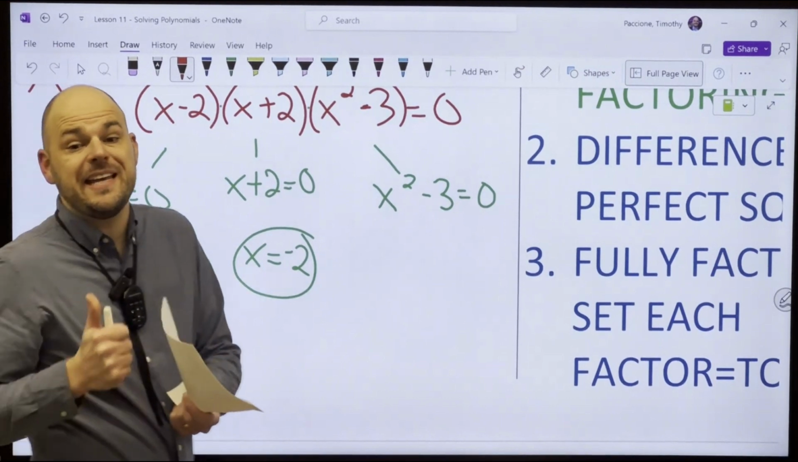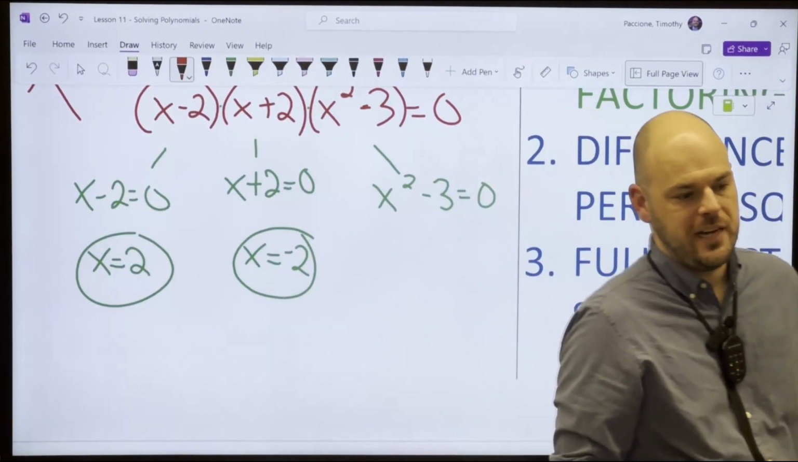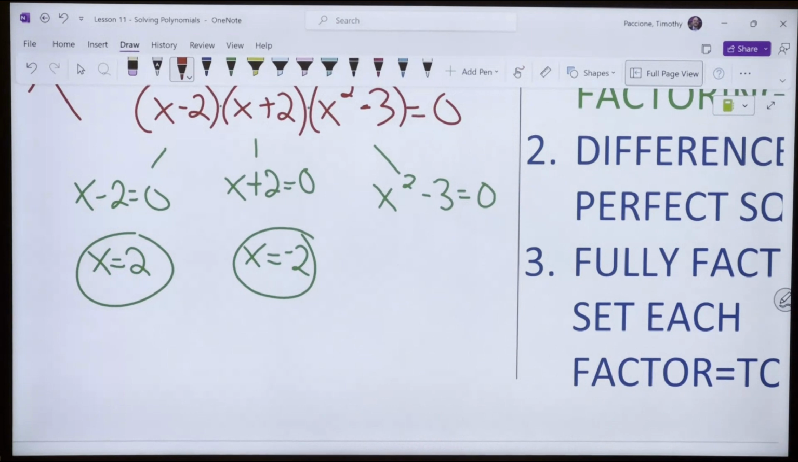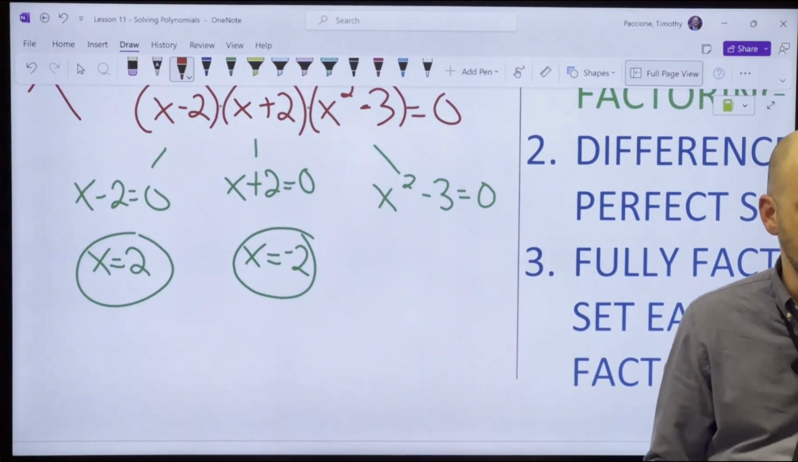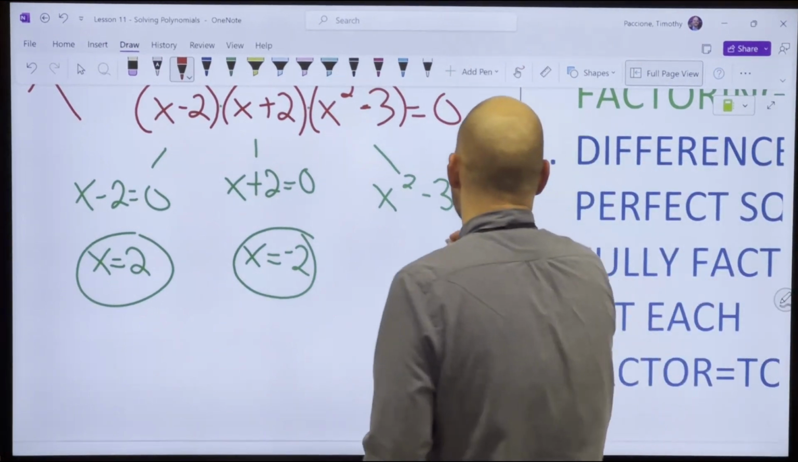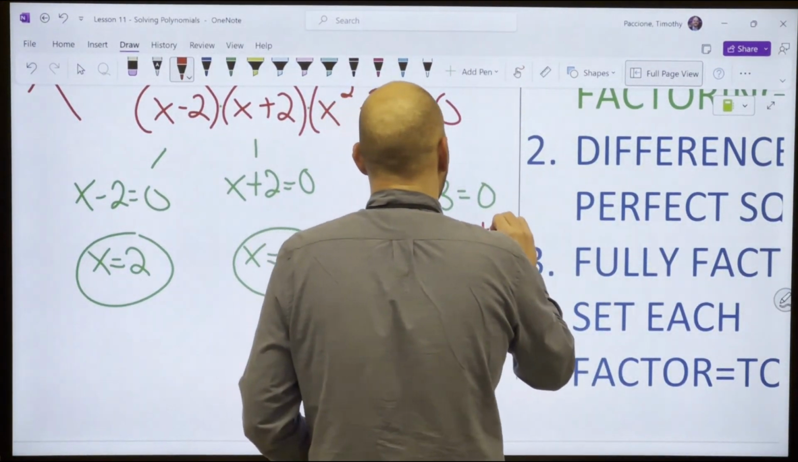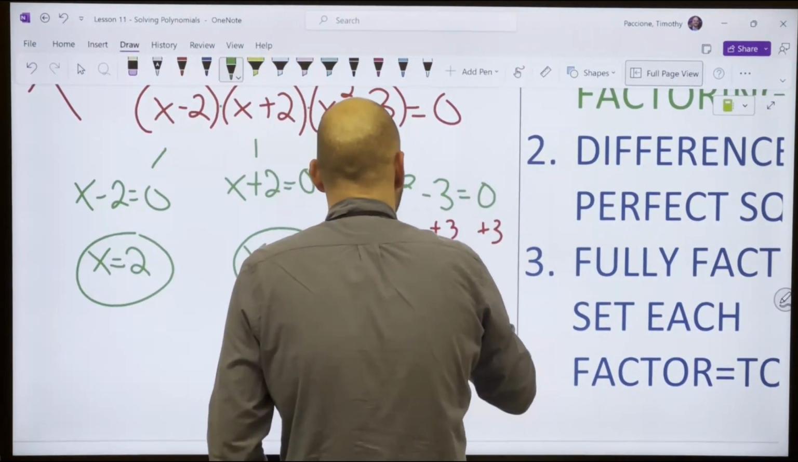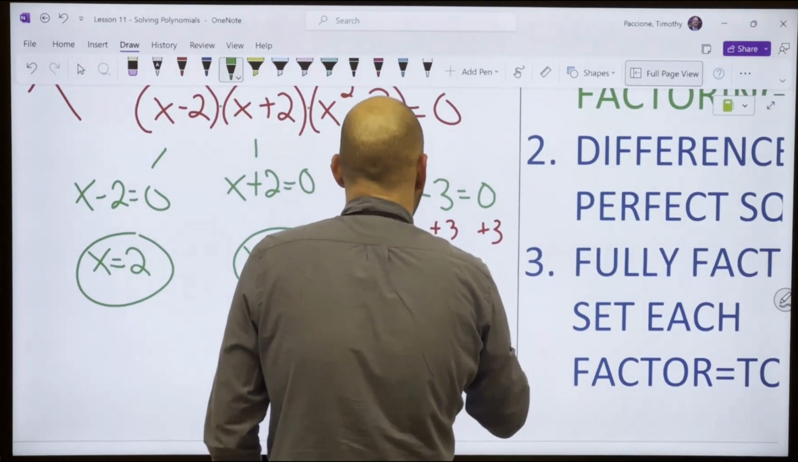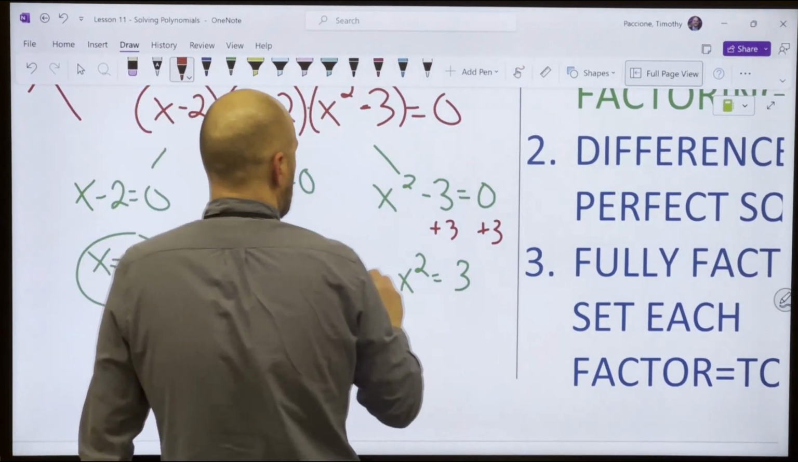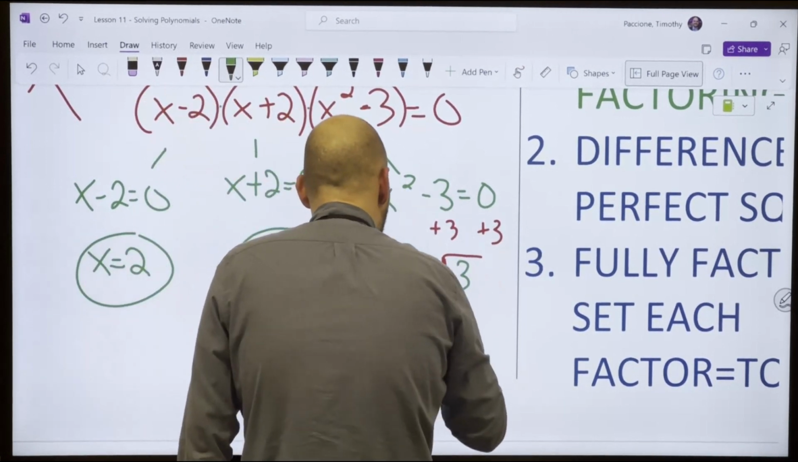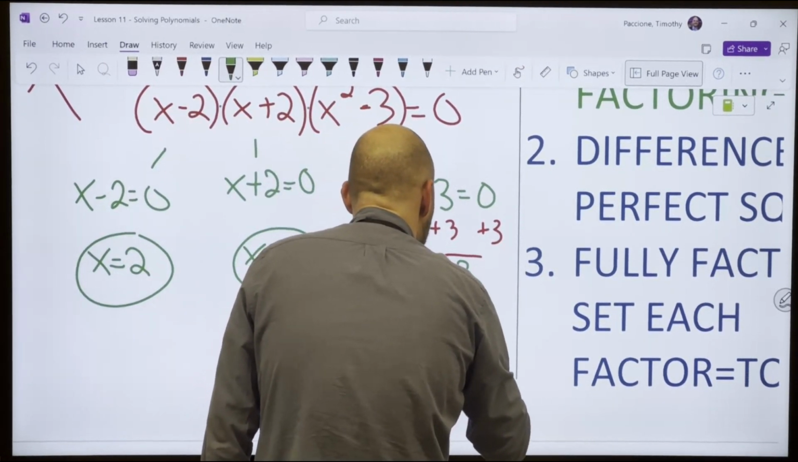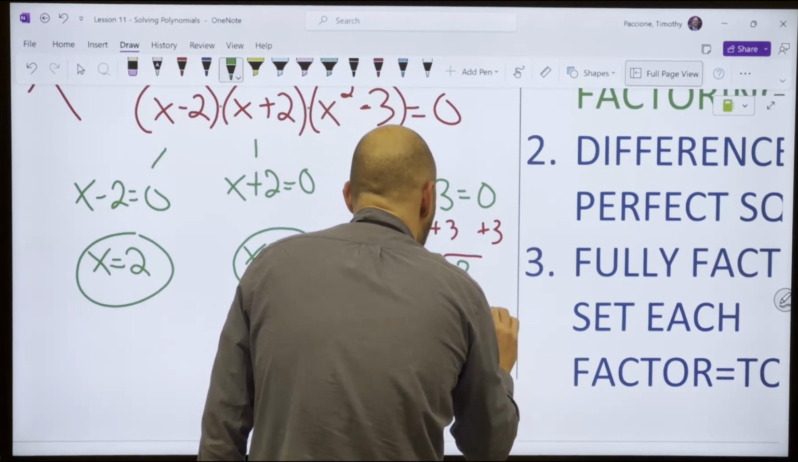Exactly. So this is isolating the square, right? You have a square and a number. You get the square by itself, square root both sides. Use the solving properties that you know, right? So I would add 3. I'd get x squared equals 3. Then I would square root, and I get x equals plus or minus the square root of 3.